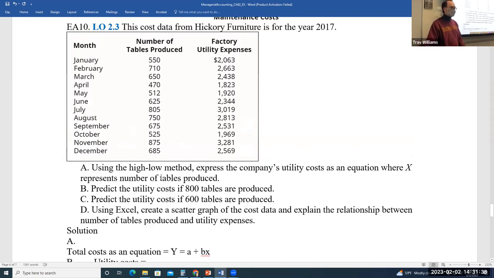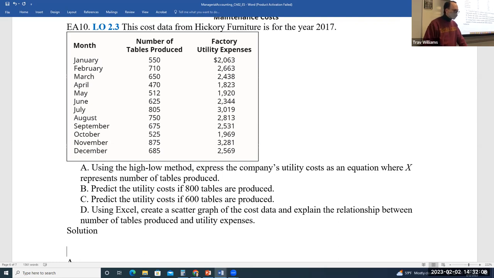Here we have a whole year's worth of data. What's the first thing we have to do? Highest and lowest month, okay. And what's the highest month? November again, all right, 875. And what's the lowest month? April. Yeah, it looks like April with 470. Okay.